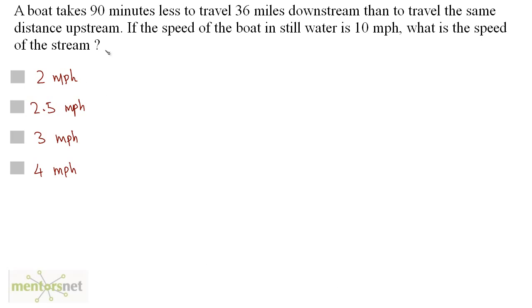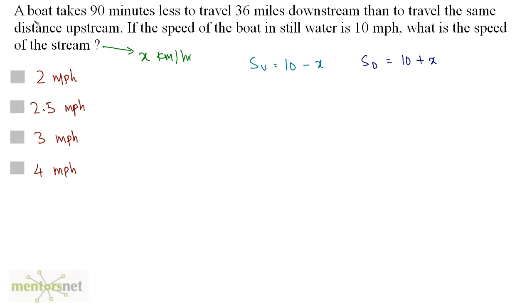Now let us consider that the speed of the stream be x miles per hour. Now we can calculate the upstream speed. The upstream speed is the speed in still water minus the speed of the stream. The speed in still water is 10 miles per hour, so 10 minus the speed of the stream, x, so minus x. And similarly, the downstream speed is equals to the speed in still water, 10, plus the speed of the stream, plus x. So we have the upstream speed and the downstream speed.